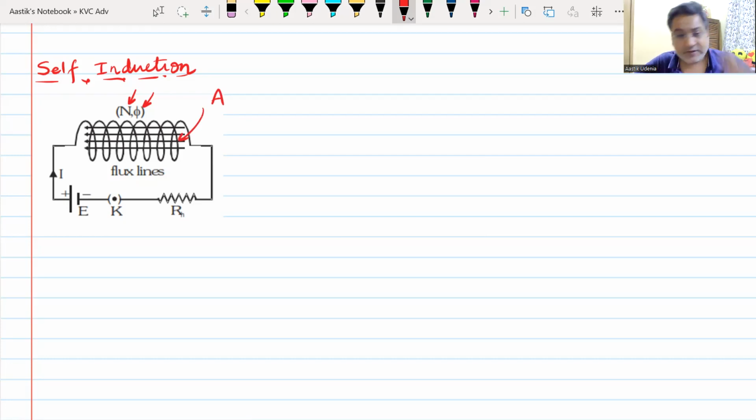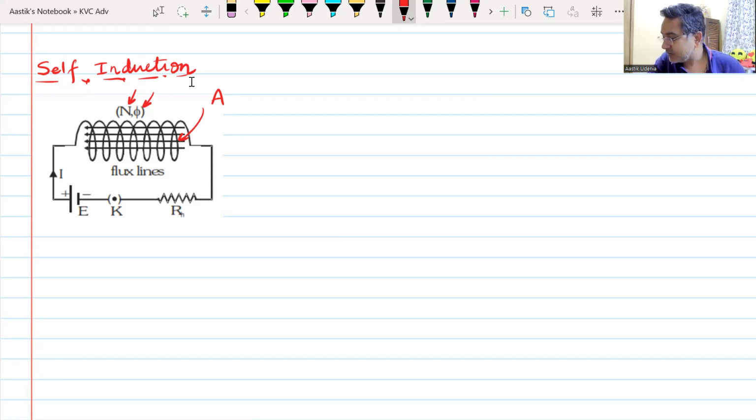Now if there is a current in the coil, that creates a magnetic field, and that now creates a flux in the coil. The total flux that passes through the coil will be n into phi. Yes or no? Yes. Now if the current is constant, flux will remain constant. Yes or no? Yes. So there will not be any induced EMF in the coil, but still there is a flux linked with the coil. Do we understand this?